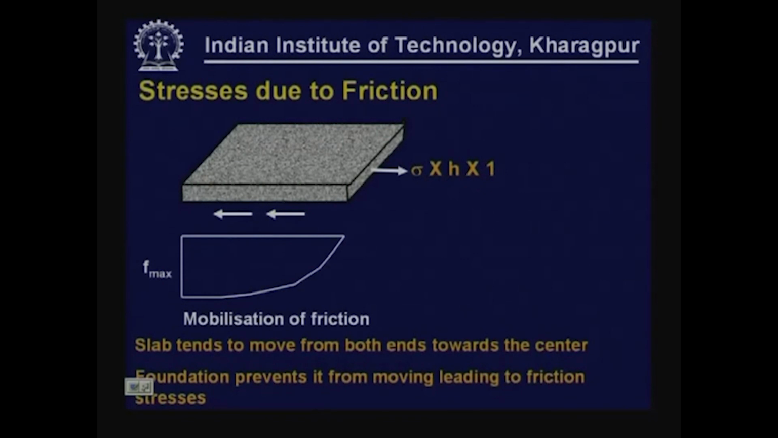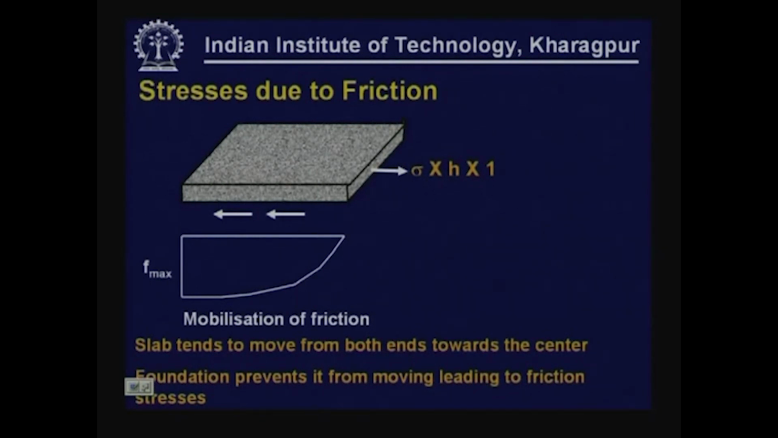When a slab tries to contract, the outermost part moves the maximum, the central part of the slab moves the least. So, the friction that is mobilized towards the end of the slab is going to be more, towards the center of the slab almost zero friction is mobilized. So, this is how it is going to vary. But what we normally do is we try to get an average value of friction that is going to be mobilized, and that is the value that we are going to use in the analysis of these slabs.